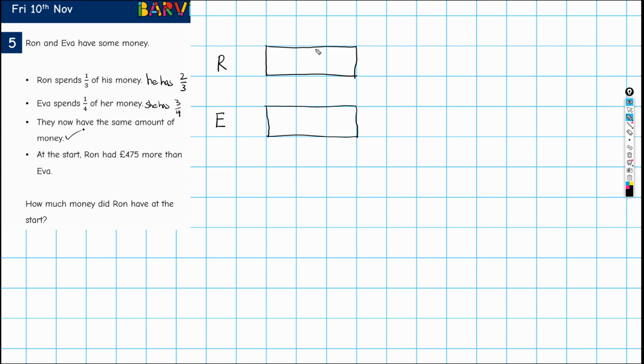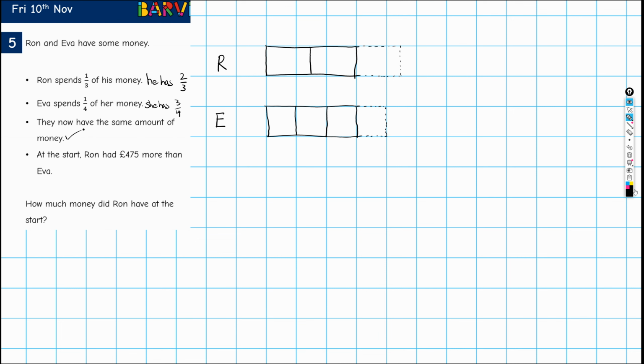So I'm going to split Ron's bar into two equal parts, and I'm going to split Eva's bar into three equal parts. And what I'm also going to do is extend their bars to show what they had at the beginning. So what did Ron have at the beginning? He has spent one of these parts, so an equivalent part. I'm going to use dotted lines to show this money has been spent, but that's the third of Ron's money that was spent. And the same for Eva. She spent a quarter of her money, which means I'm going to take that out to here.